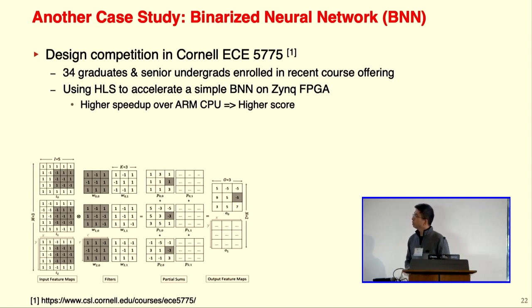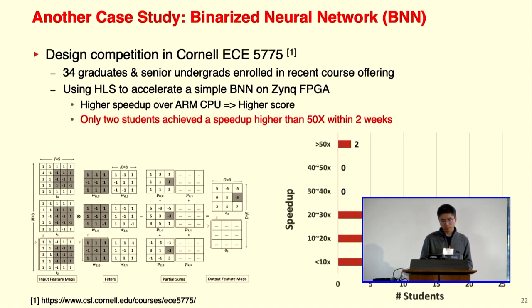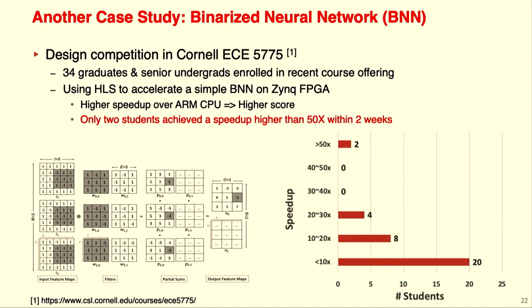One of the labs I asked them to do is to implement a simplified binarized neural net, a BNN, on this Xilinx Zynq chip. Their goal is to offload the neural net to the FPGA and get high speedup over the CPU. The higher the speedup they can get, the higher the grade they're going to get for this specific lab. So that's the challenge. They were given 2 weeks, and here's the histogram of the speedup.